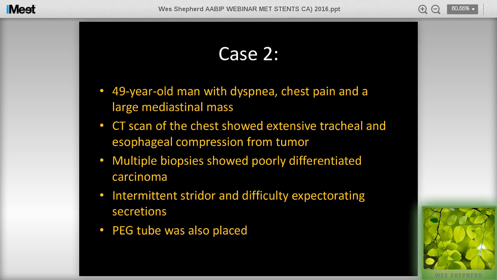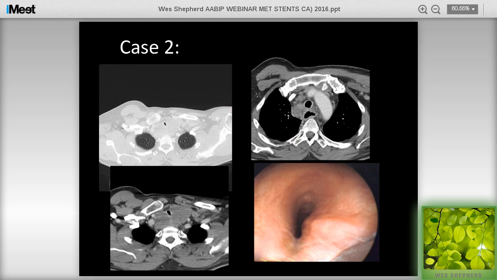All right, let's move on to another case. This is a 49-year-old man with dyspnea, chest pain, and a very large mediastinal mass. CT scan of the chest showed extensive tracheal and esophageal compression from the tumor. He had multiple biopsies that showed only poorly differentiated carcinoma, and despite large tissue sampling, unfortunately, this was just simply a poorly differentiated tumor that couldn't be further defined. He had intermittent stridor, which was significant, and difficulty expectorating his secretions. He underwent PEG tube placement as well for dysphagia and difficulty swallowing.